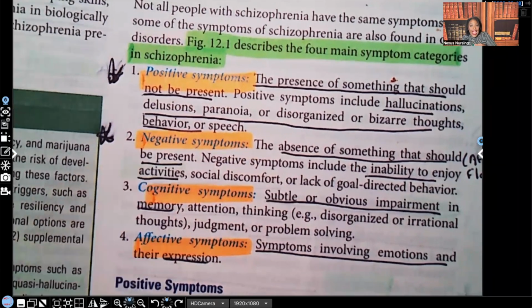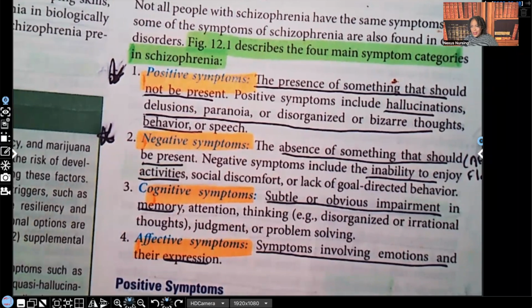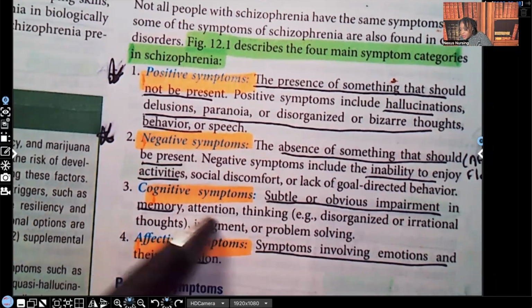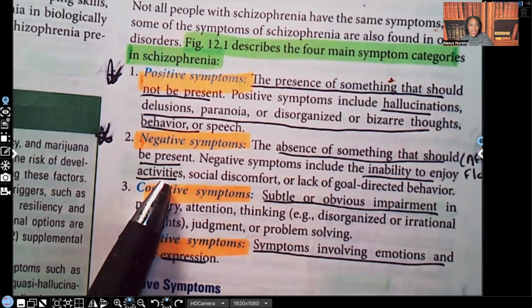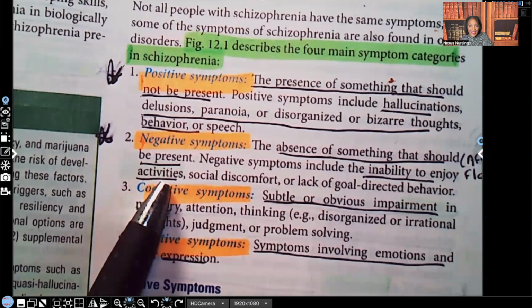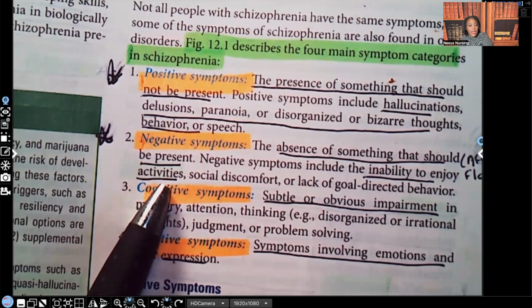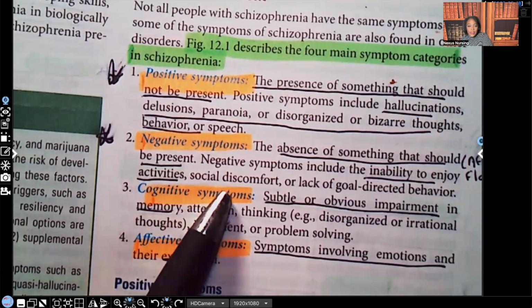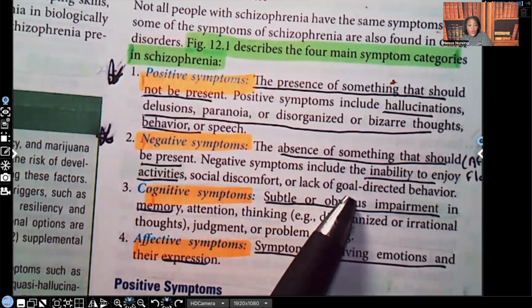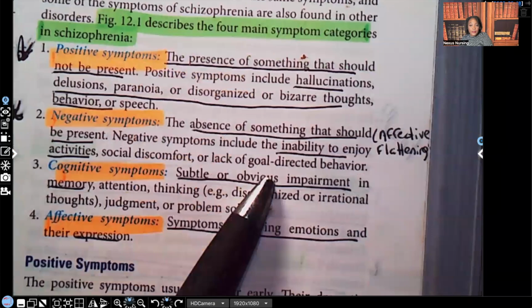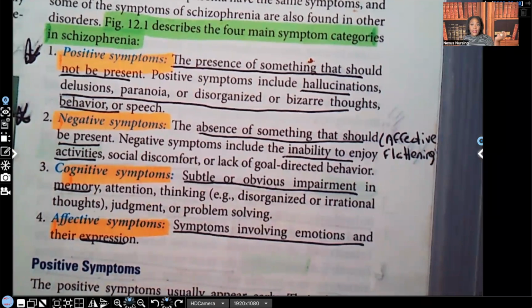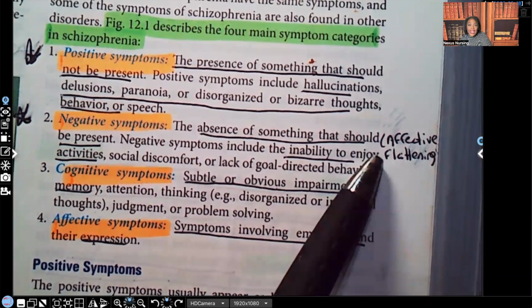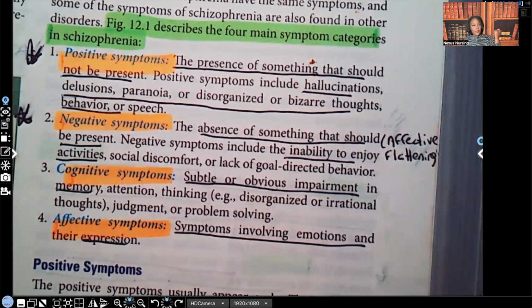Negative symptoms. That's the absence of something that you're supposed to have. So what are negative symptoms? Inability to enjoy activities. Remember that A word I couldn't pronounce, anhedonia? That's what they're talking about. That is a negative symptom. Social discomfort, lack of goal-directed behaviors, okay? And I added this onto the side because it's not in the book, but NCLEX has asked about this before, so you need to know that. Affective flattening, that is a negative symptom.